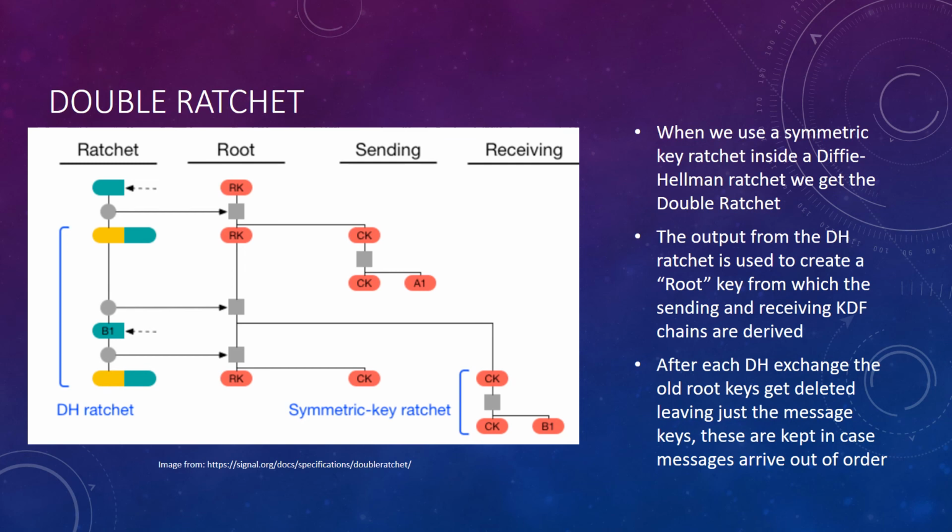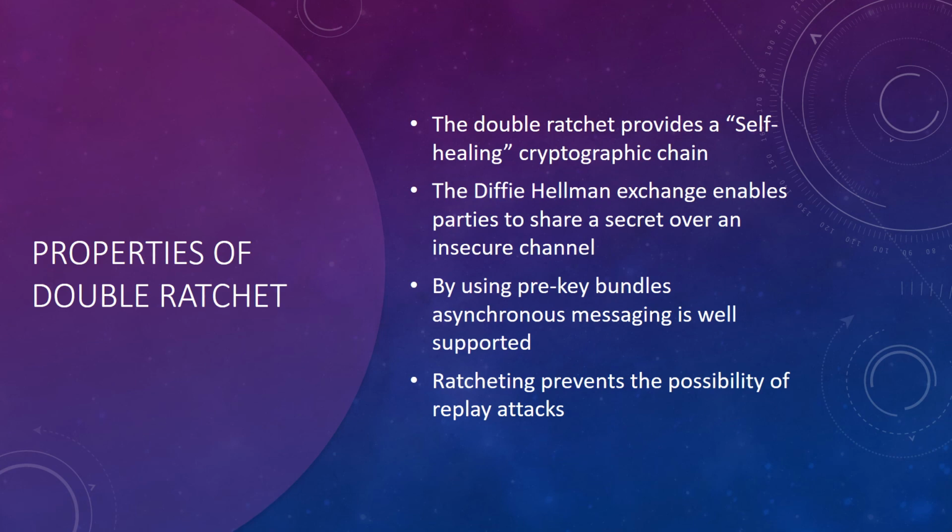After each DH exchange, the old root keys get deleted, leaving just the message keys. These are kept in case messages arrive out of order. The pseudo-random and pre-image resistant nature of HKDF functions means the message keys cannot be used to derive other keys. The double ratchet provides a self-healing cryptographic chain where the inner ratchet provides forward secrecy and the DH ratchet provides backwards or post-compromise secrecy. This is extremely important in an asynchronous messaging protocol where a chat session may span years, since breaking one key would expose all the messages sent after that key.